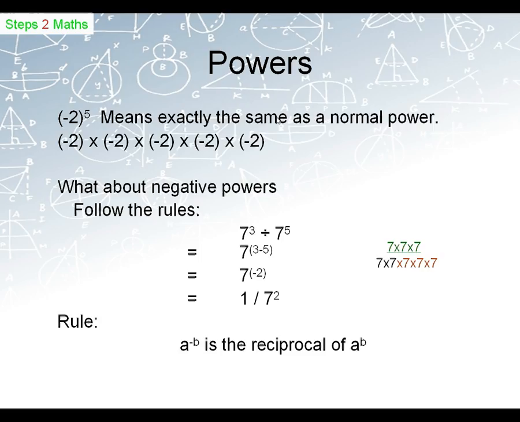Okay? So reciprocal means you're turning the fraction upside down. So 7 will become 1 over 7. 1 over 7 will become 7. You just switch it the other way around. Okay, so there's the rule. A negative power is the reciprocal of the positive power.